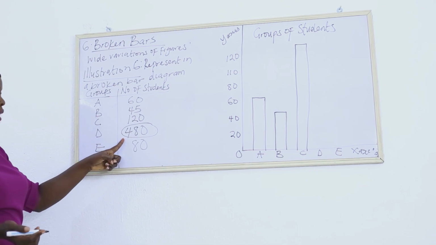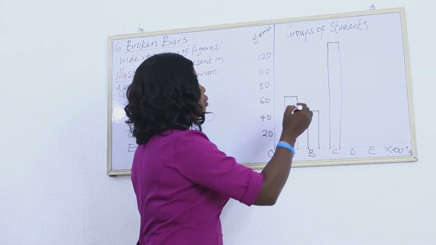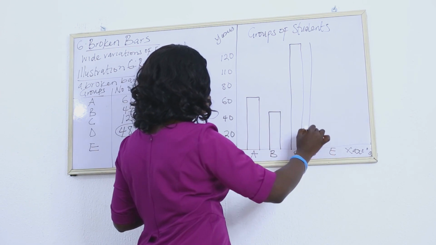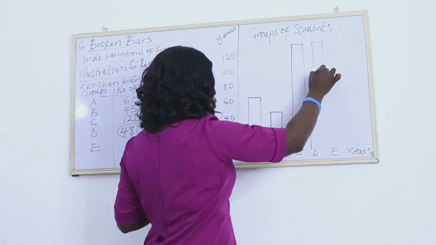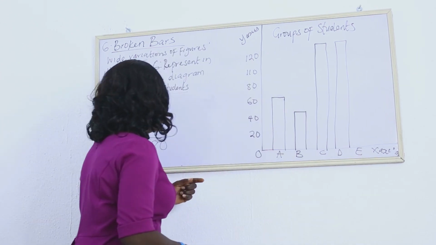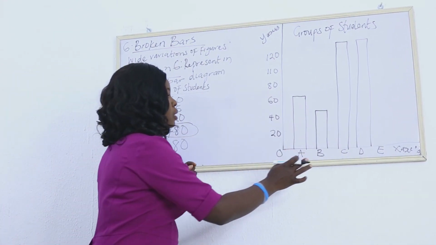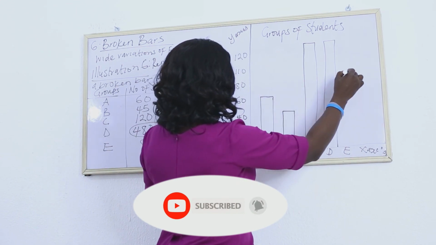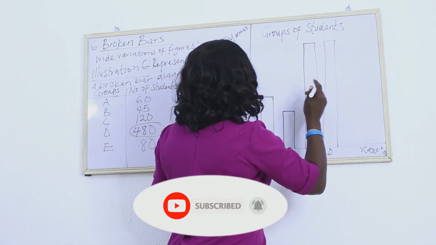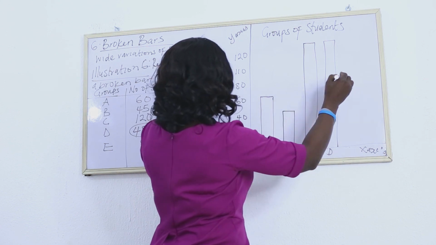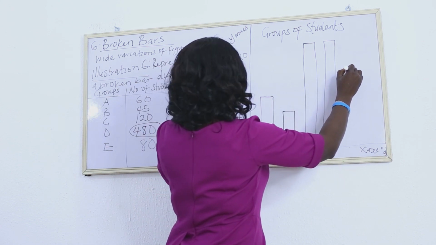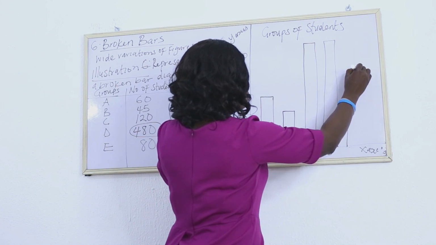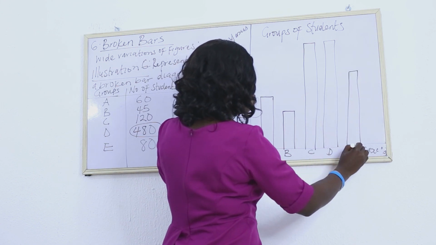For D is 480, but I'm still going to stop at 120 so that I can explain what that means. Then for E, I have 80. So I'm going to draw out 80. So 80 for E now.